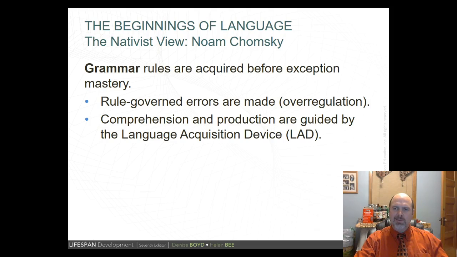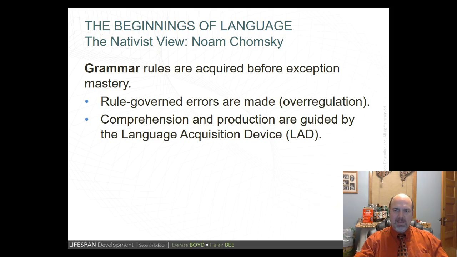Rule-governed grammatical errors: almost all 3-year-olds over-regularize the past tense of verbs. So a 3-year-old might say, "Yesterday we go to the store." Doesn't matter. They just haven't figured out the details of grammar. Or "I baked my cookie." Past tense, present tense is not as important.